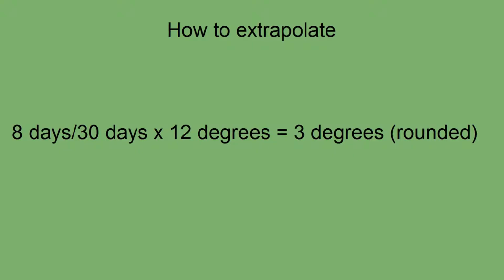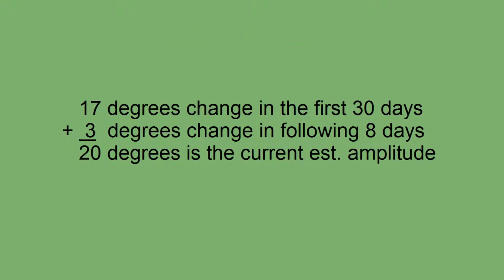Now, here's how to extrapolate. Take the 8 days in the second 30-day period and divide it by the 30 days in the entire period, and then multiply that by the 12-degree total change in the 30-day period, and you get 3 degrees, rounded to the nearest degree. Then add the 17 degrees of amplitude change in the first 30-day period to the 3 degrees of amplitude change in the following 8 days, and you get a current estimated amplitude of 20 degrees.